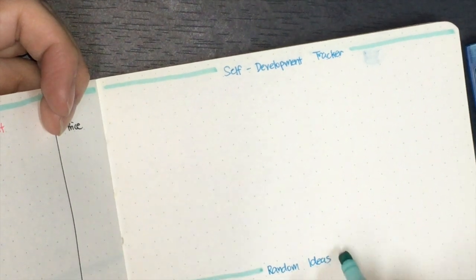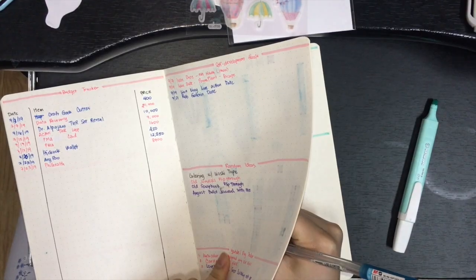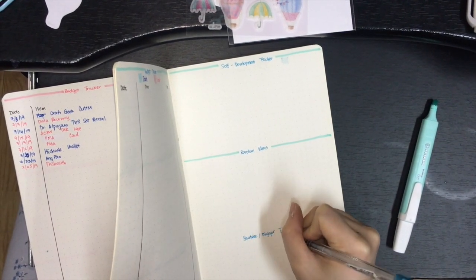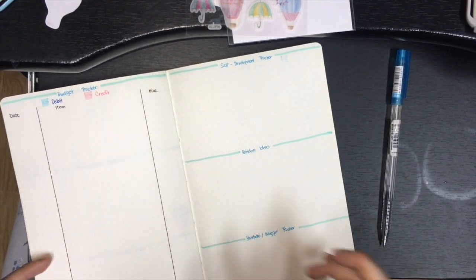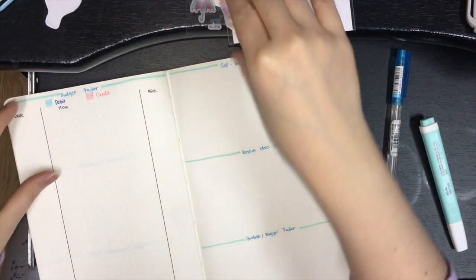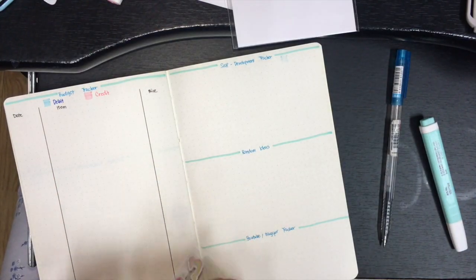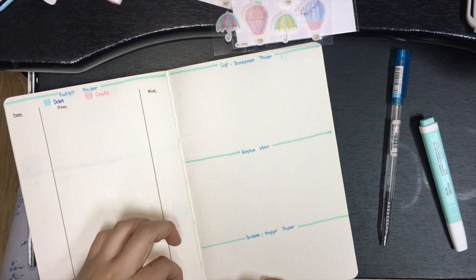Then I have this random ideas, which is basically like a brain dump where I put all my random ideas into that part. And for the third part, this is the blog/YouTube tracker where I put the YouTube videos that I have already posted or blog posts that I have already posted.